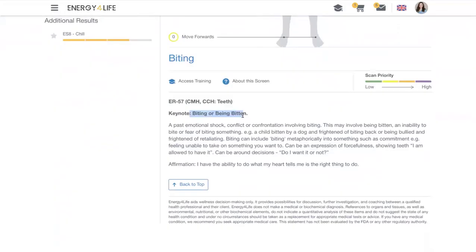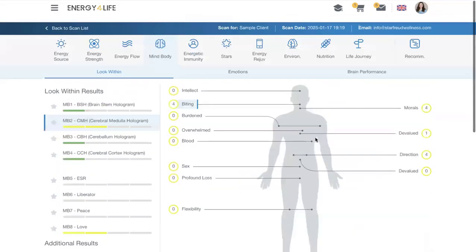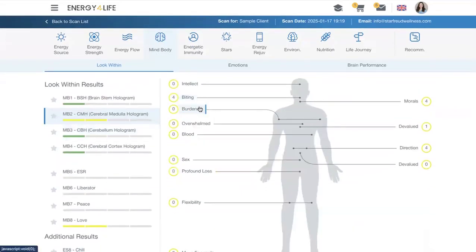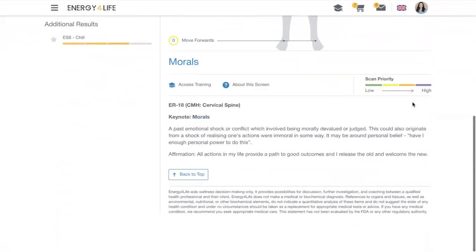So we see here biting, bitten. There's an affirmation, and it explains what's going on. So it could be biting, literally biting your nails, biting your jaw. That could infer stress. So: I have the ability to do what my heart tells me is the right thing to do. Yeah, that's quite wonderful. I love affirmations. So there's lots that will be all over. Morals perhaps in question. All actions in my life provide a path to good outcomes, and I release the old and welcome in the new.